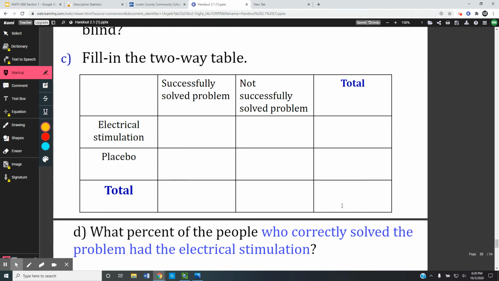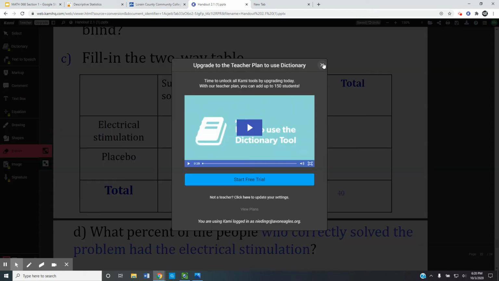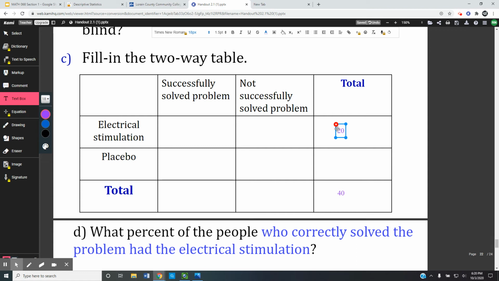Well, first of all, we know, and let me get a text box happening here. We know that there's 40 people in the entire group. We also know that there's 20 in each of the subgroups. There's 20 in this group, and there's 20 in this group because it says they were split in half. So now what we have to figure out is, okay, how many are in these?